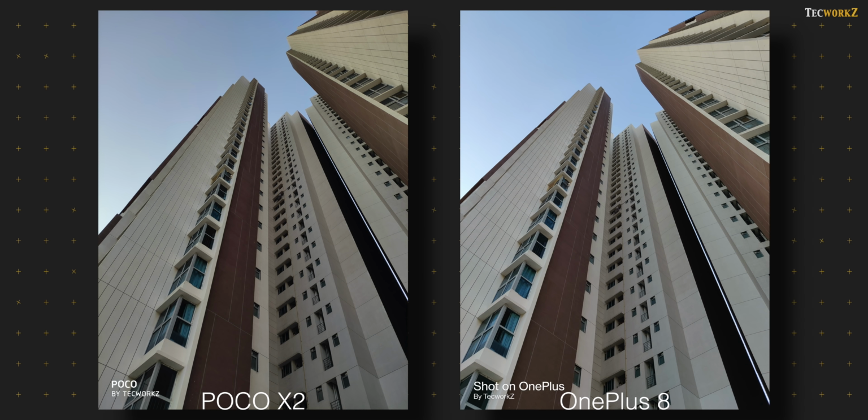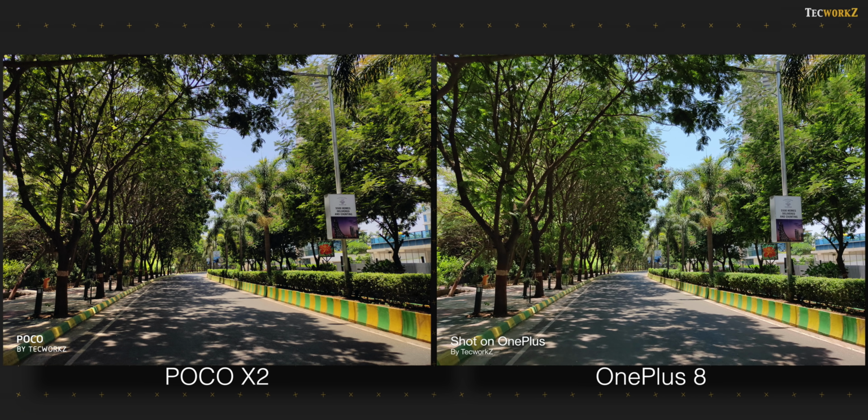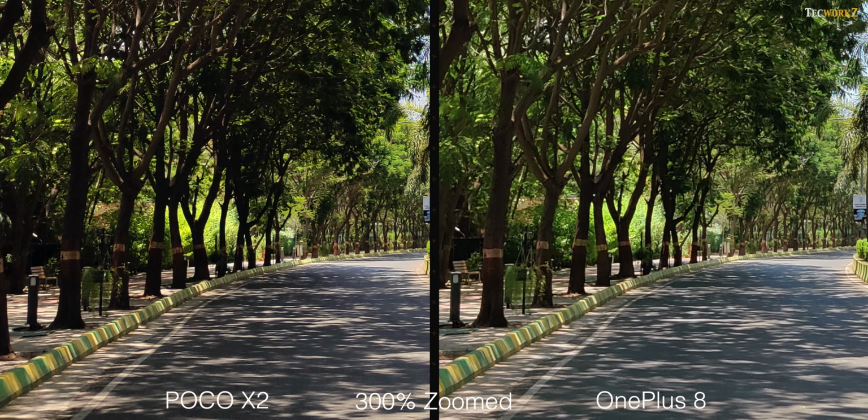Let us start with the daytime images. Both these phones have a very high resolution sensor, so there is no shortage of details in either of these images. In this set of images, the one from the OnePlus 8 is a bit brighter and the POCO X2 seems to have added a bit more contrast to its image.